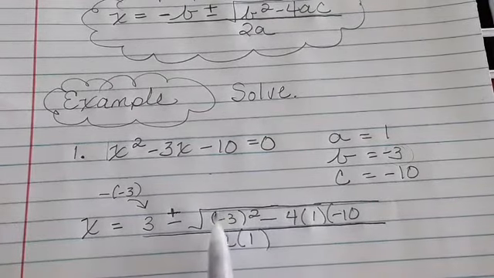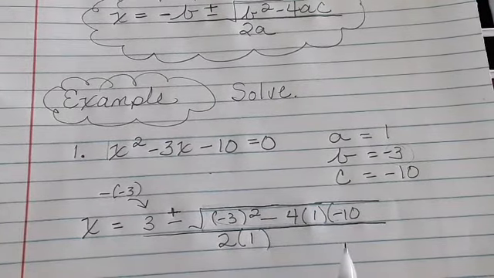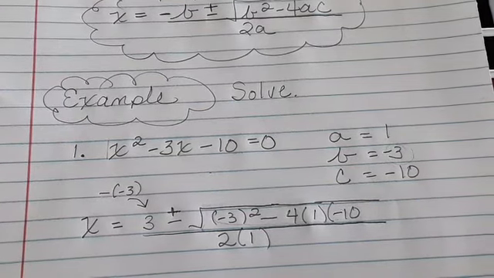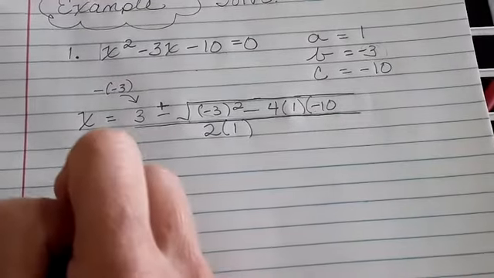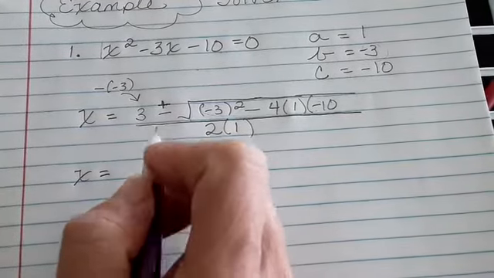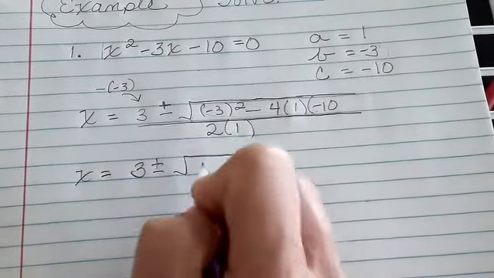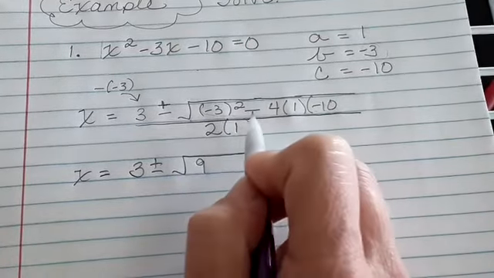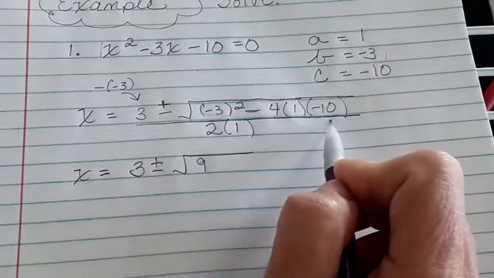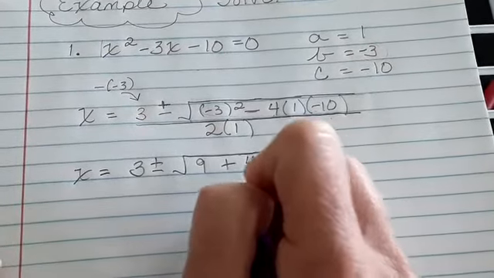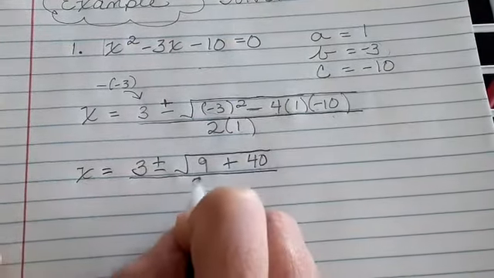This is the part of the problem you need to work on first. Don't ever take the square root until you do all the math inside. Once you get it down to a single value, then you can take the square root, if possible. All right, so we're going to clean it up a bit. -3 squared would get you 9. Think of this as a -4. You basically have a -4 times a -10. That's going to be a +40. In the bottom, 2 times 1 would get you a 2.